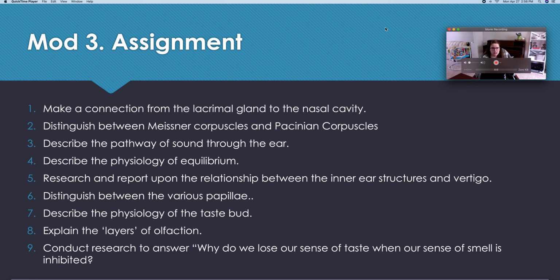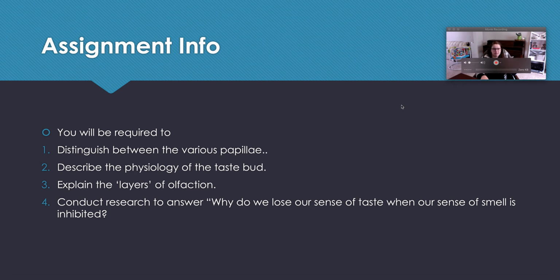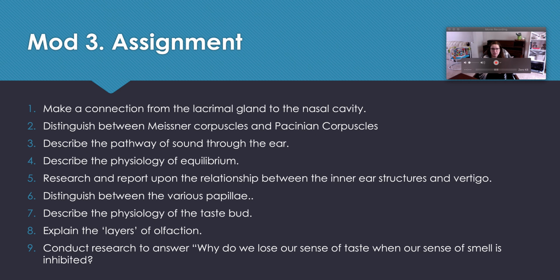So again, this is nothing new from any of the other slides. I want a connection from the lacrimal gland to the nasal cavity regarding anatomy. You're going to distinguish between Meissner and Pacinian corpuscles. Describe the pathway of sound traveling through the ear. This includes the external, middle, and inner ear. The physiology of equilibrium. What are the roles of the semicircular ducts and the different vestibules? I want you to look up the relationship between inner ear structures and vertigo.